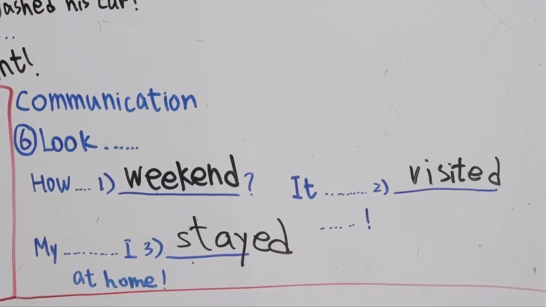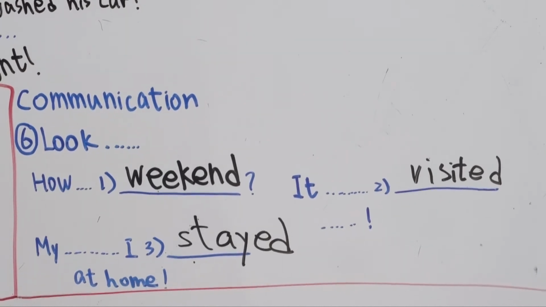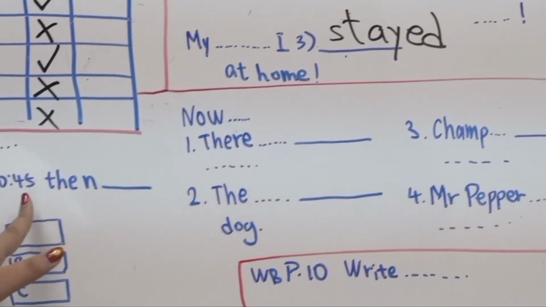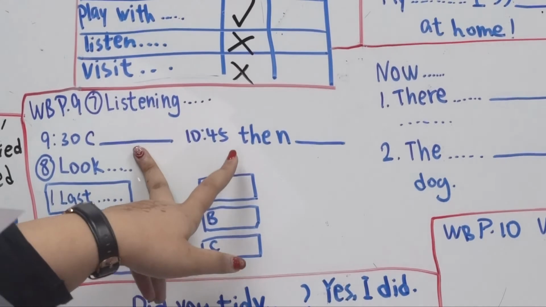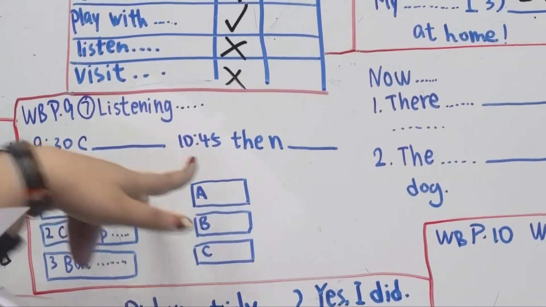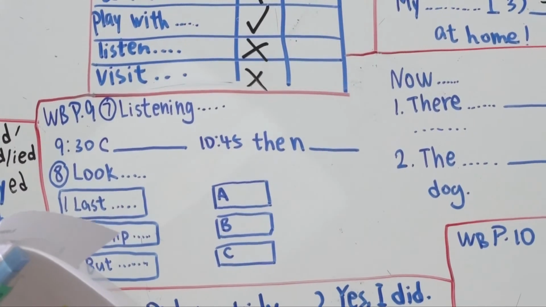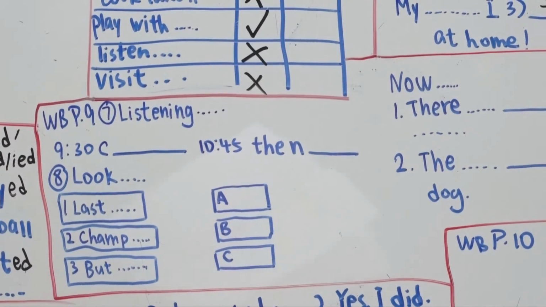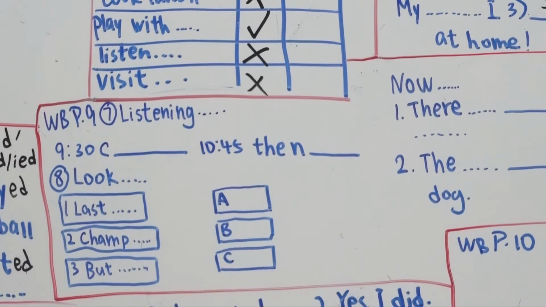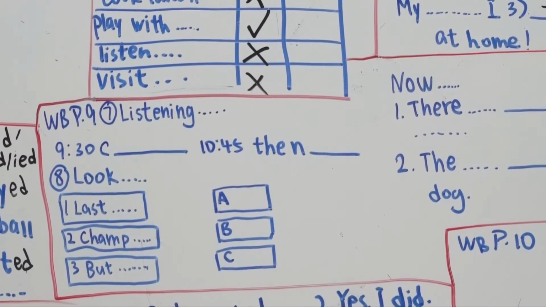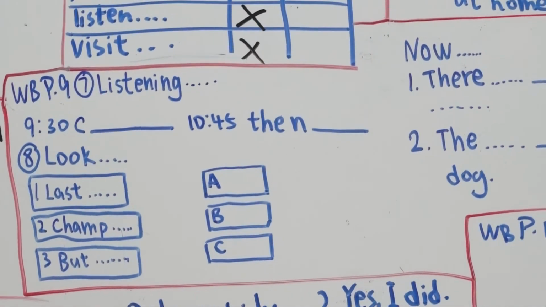Let's move on to page number 9. Alright, it says listening. Okay, page number 9 here. So one is, it says listen and write the program. Alright, you listen and write the program. There are only 2 blanks you have to fill in. So let's get started.